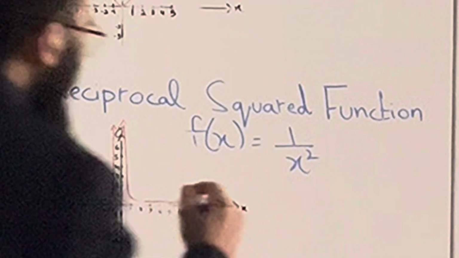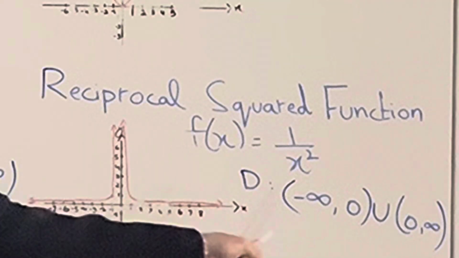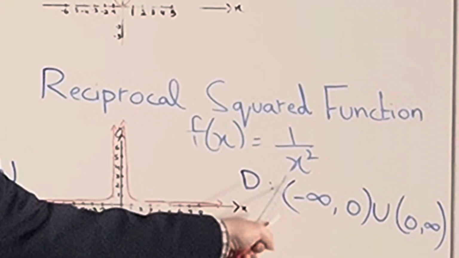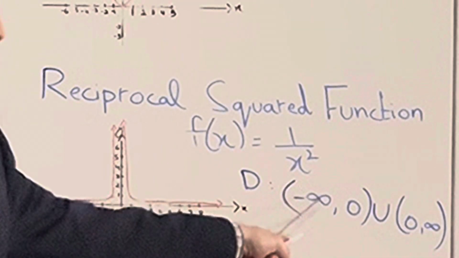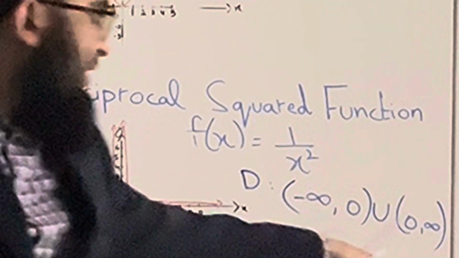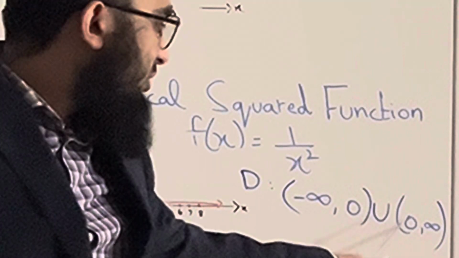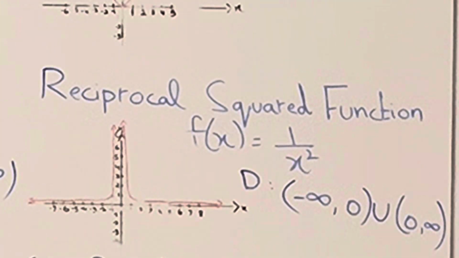So I can say that the domain starts from negative infinity till 0 and then union 0 till positive infinity. Okay, again this bracket shows that this is not included. This bracket shows that 0 is not included. Let's move on to the range.